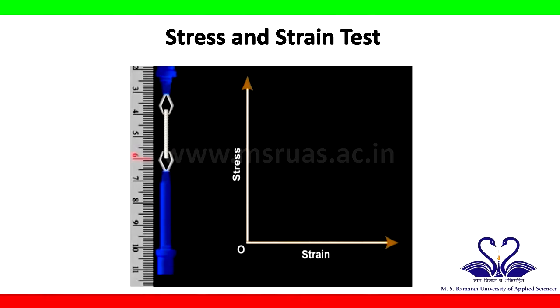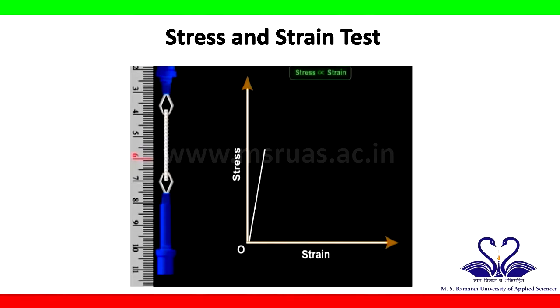When load is applied continuously on the steel bar, the steel gets elongated. Thus, we get a plot of load versus displacement in UTM. This is then converted to stress, that is load by area of cross-section, versus strain, that is change in length over original length. Thus, we get a stress versus strain curve for steel bar.